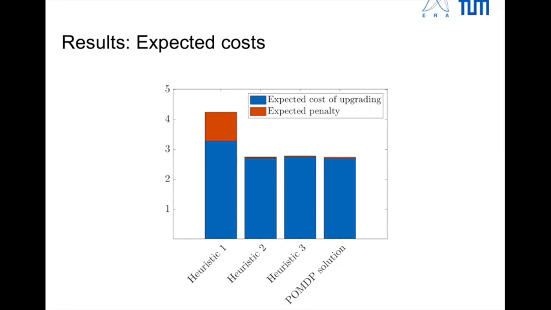Heuristic 3 is also very good, but we should remember that it is based on the measurement itself of the demand and not, as heuristic 2, a probability of exceedance. And the performance of heuristic 3 will of course be very dependent on how accurate this measurement is. And we would expect that for a higher measurement error, heuristic 3 would not perform as well as heuristic 2 or the POMDP solution in that case.